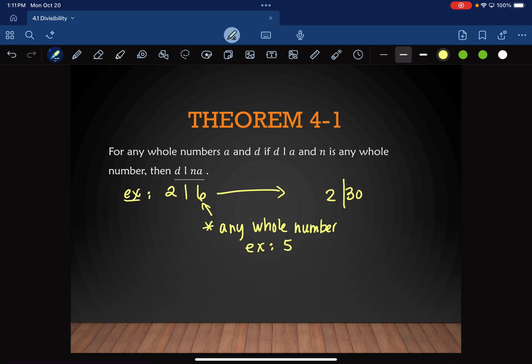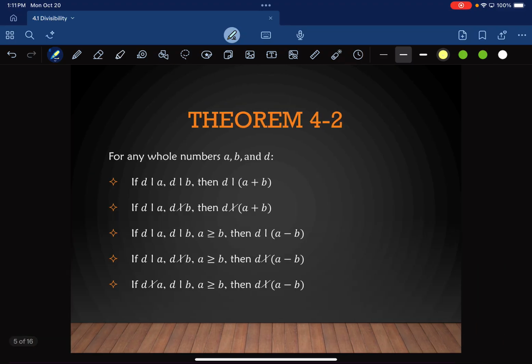Okay, we've got a series of 5 facts coming up. Y'all ready? This talks about addition and subtraction. So if you have whole numbers A, B, and D, the first one here says that D is going to divide the A and the B. And I'll give you an example. Actually, let me let you write them all down first. I'm just going to be quiet so you can go back and forth with your screen, and then I'll explain the details, okay?